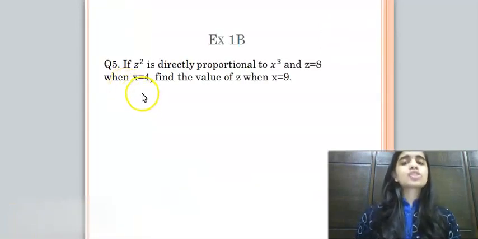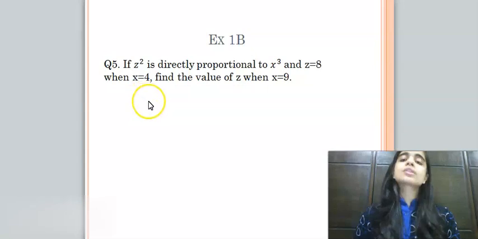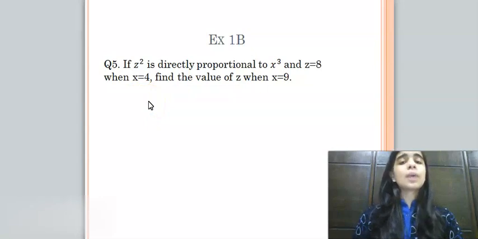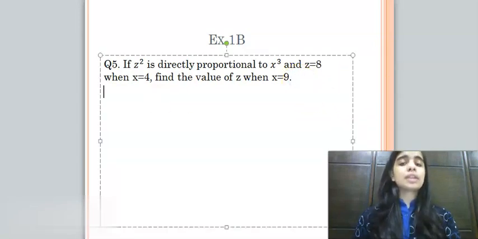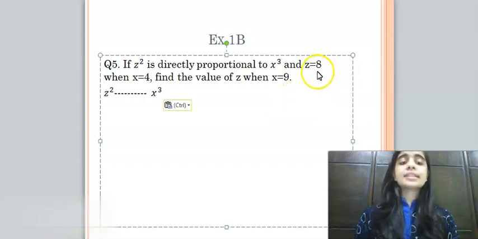Alright, question number 5. If z square is directly proportional to x cube and z is equal to 8 when x is equal to 4, find the value of z when x is equal to 9. So here we can easily use the unitary method. So z square is proportional to x cube. Now the value of z is 8.